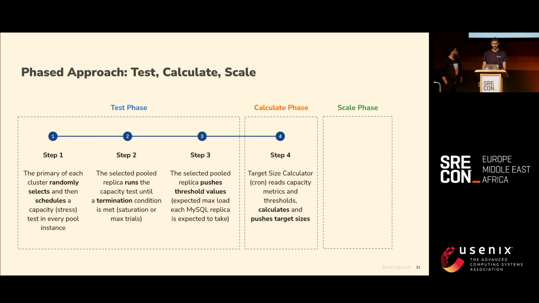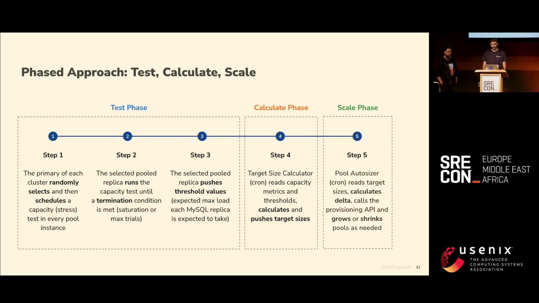And finally, we have the scale phase, when another cron job starts at a different schedule. This cron job reads the results from the previous phase, which is the target sizes. And this is responsible for speaking with our internal provisioning API, which abstracts all three platforms that we run on, bare metal, private cloud, and public cloud, and automatically grows or shrinks pools as needed.